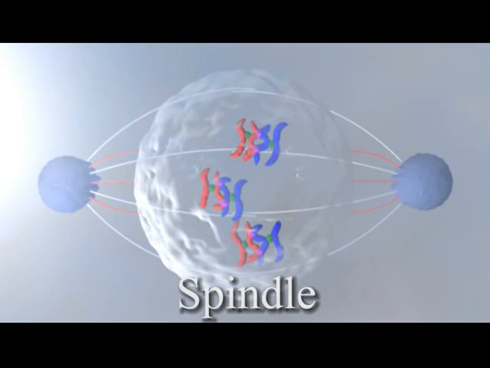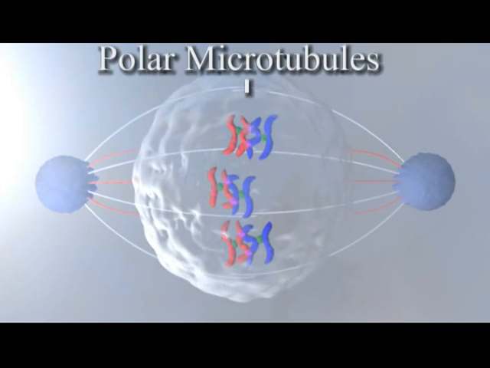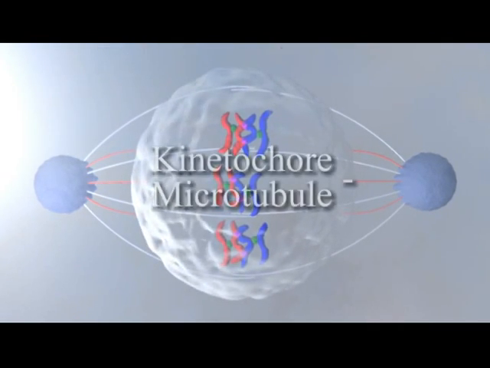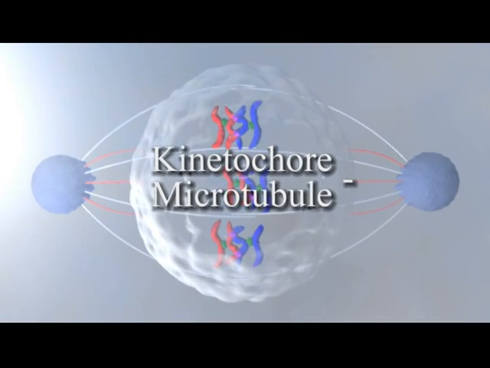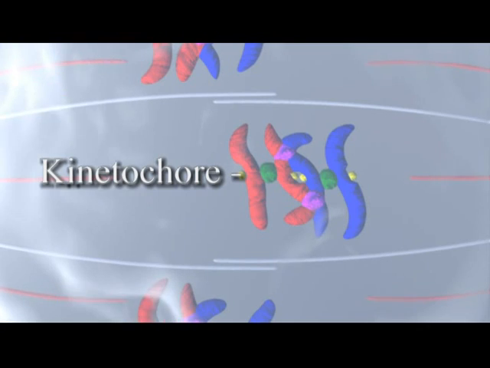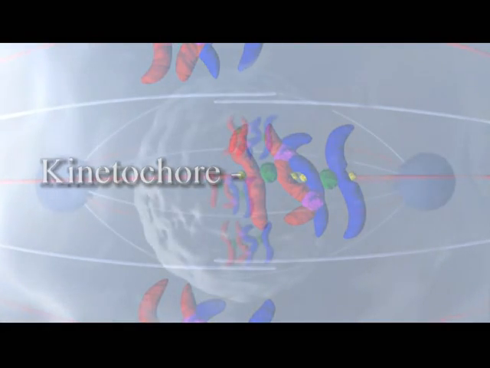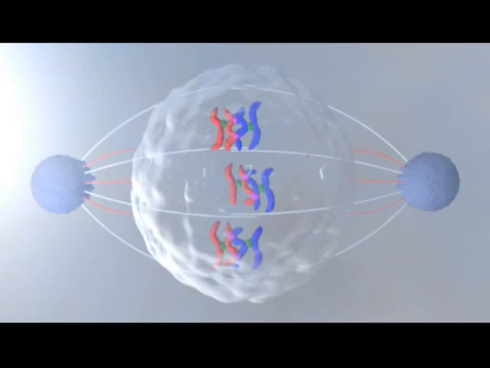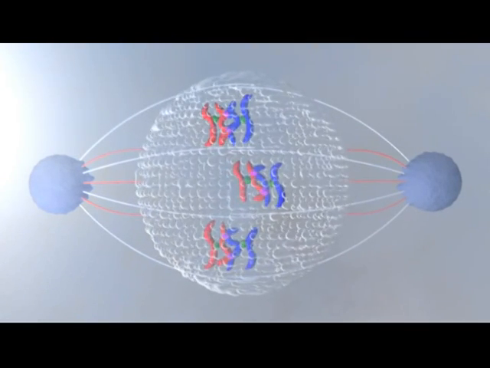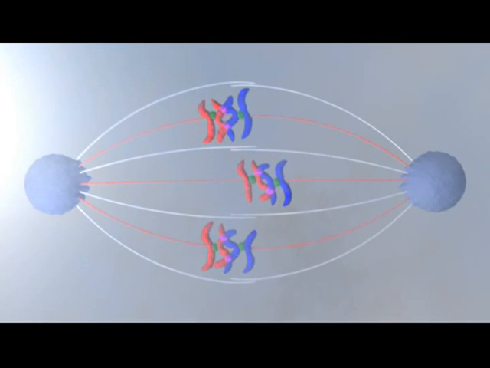The spindle consists of polar microtubules that radiate from either centrosome and overlap at the equator, and kinetochore microtubules, which will eventually attach to the chromosomes at their kinetochores, which are located near the centromere where the 2 sister chromatids are tied together. Once the centrosomes are at opposite ends of the cell and the spindle is completely formed, the nuclear envelope disintegrates, allowing the kinetochore microtubules to break in and attach to the chromosomes.